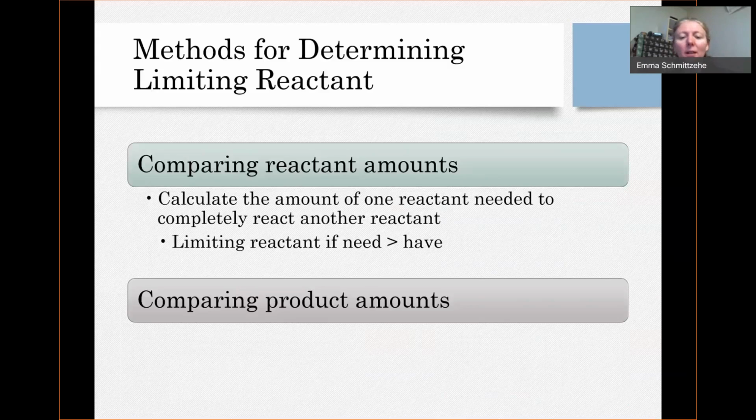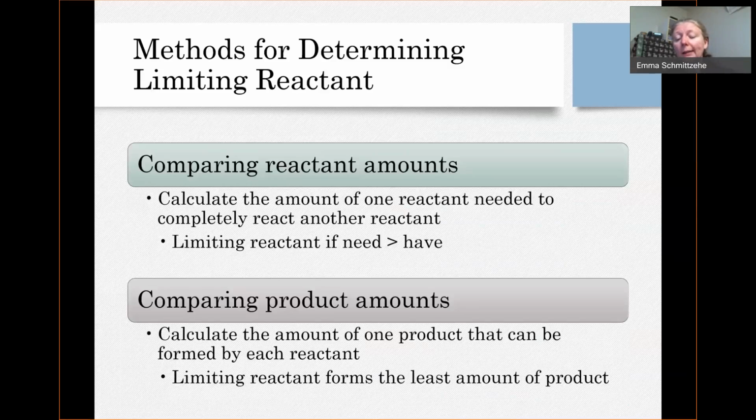Now that method, I would caution you, tends to confuse people a bit more than the other method. So I usually say use the second one, but honestly, it's totally up to you. You can use whichever one makes more sense to you. The other nice thing about this next method is it will not only help you determine the limiting reactant, but also the theoretical yield, which I will talk about more in the next video.